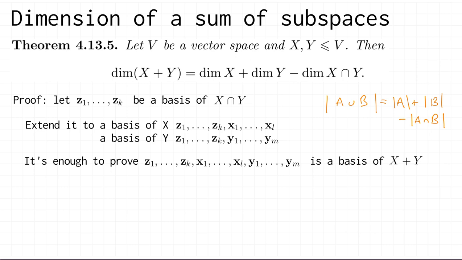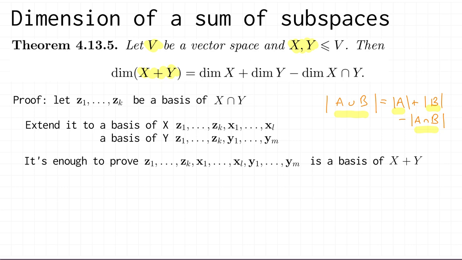So if finite sets and size are like vector spaces and dimension, then there should be a similar formula for subspaces of vector spaces. If we replace the union with the sum of subspaces and keep intersection as intersection, there ought to be a similar result. That result is that if you have a vector space V and two subspaces X and Y, then the dimension of X plus Y, which is like the size of A union B, is the dimension of X plus the dimension of Y minus the dimension of their intersection, which is like size of A plus size of B minus size of A intersect B.